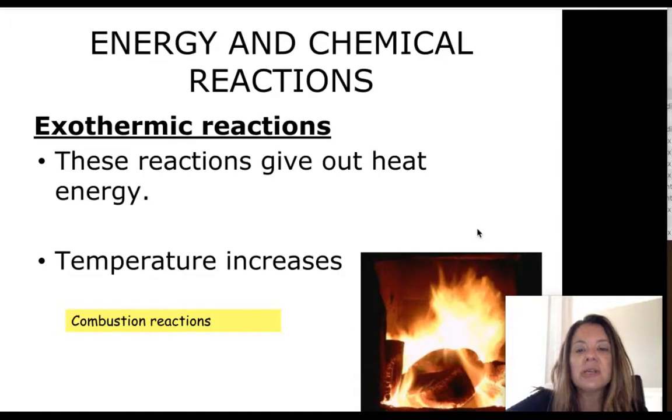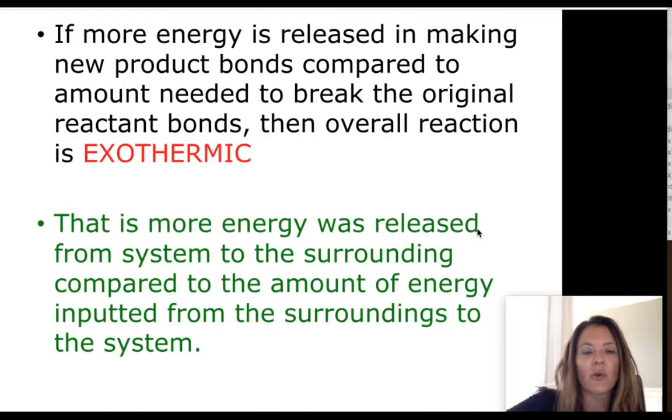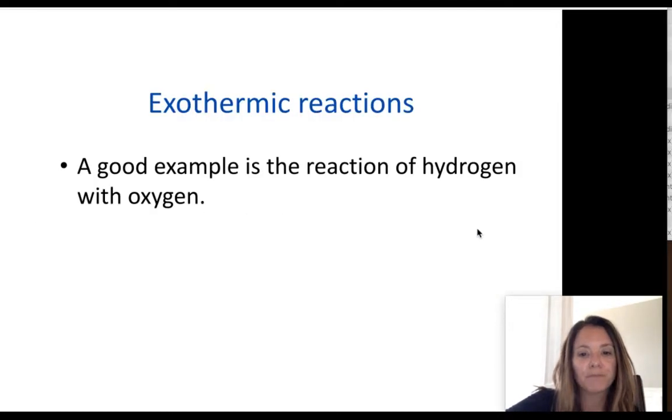Exothermic reactions involve the output of heat energy, and you would notice an increase in temperature, and all combustion reactions would fall into this category. So if more energy is released in the making of new product bonds compared to the amount of energy needed to break the original reactant bonds, we would say that the reaction is exothermic.